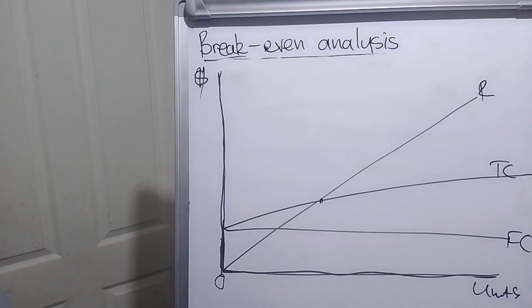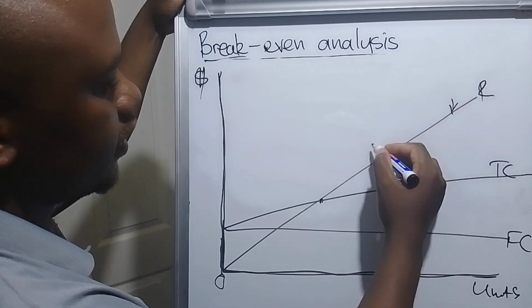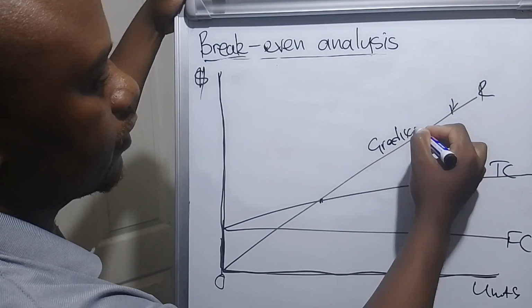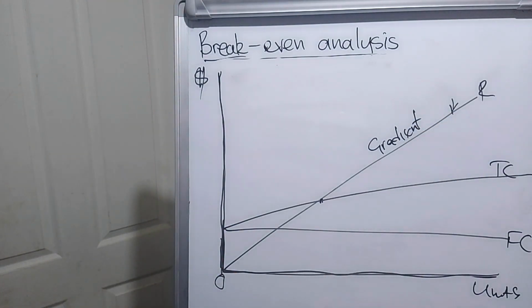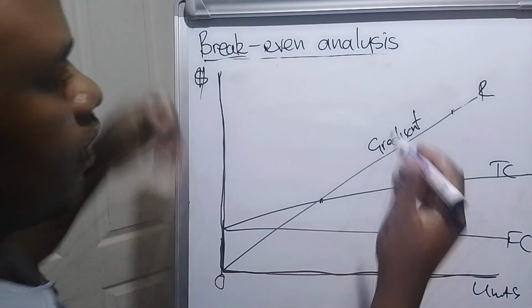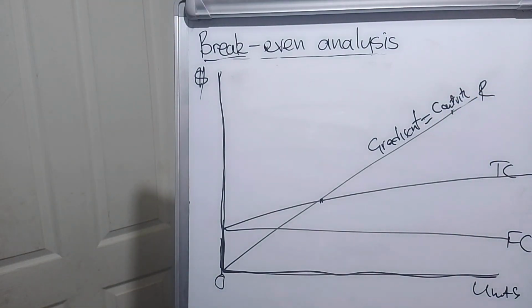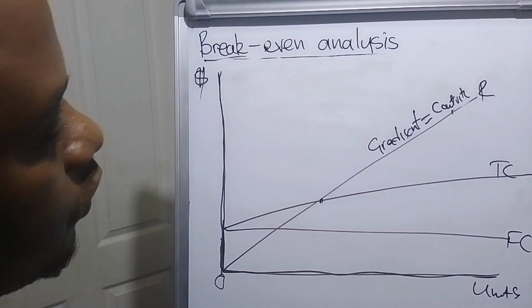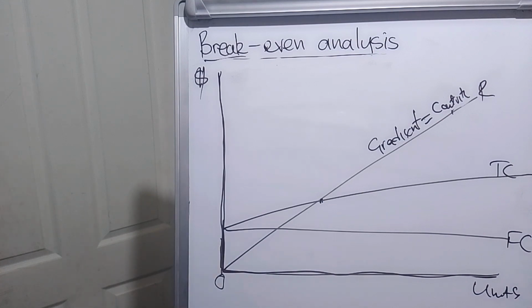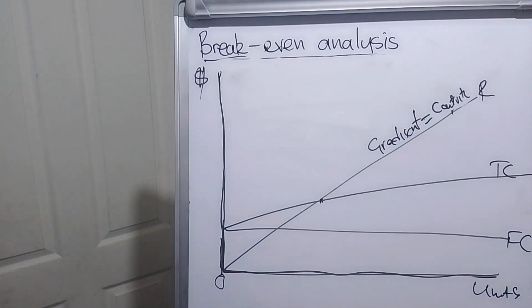The second trick is the gradient of this revenue line. The gradient of this line is equal to contribution per unit. Always know that the gradient for this line is the contribution per unit. So if you are in an examination, you don't need to waste your time trying to calculate contribution per unit. If you are given the gradient of the line, always know that it's a very simple trick, and they might ask you that in a multiple choice question and you waste your time.